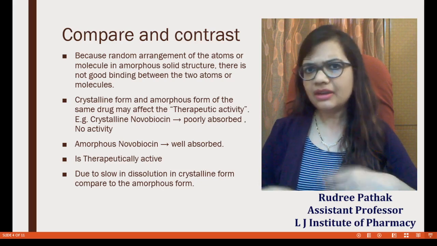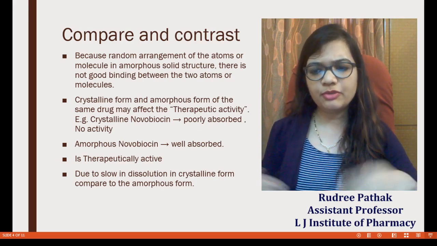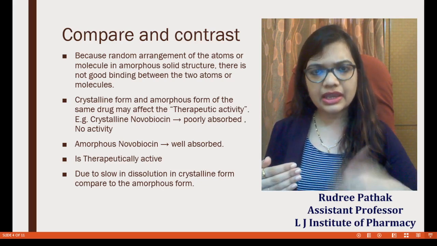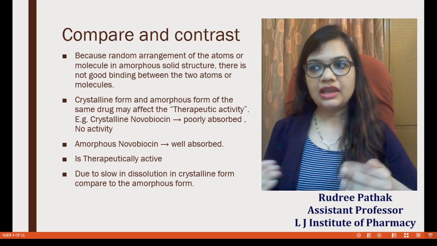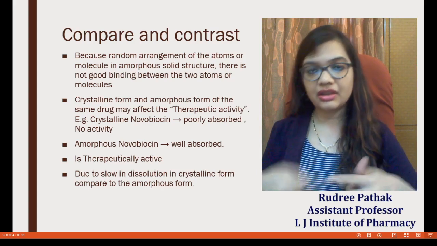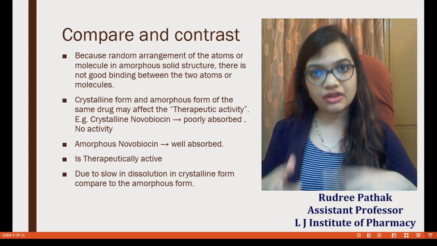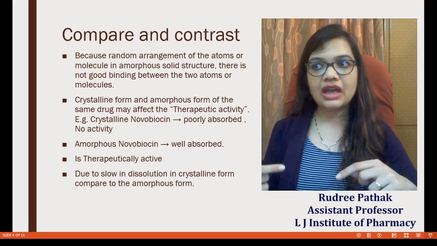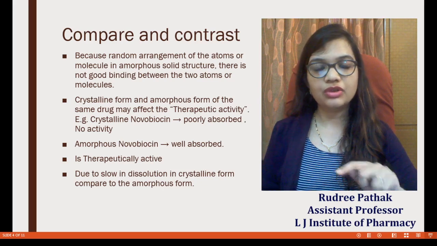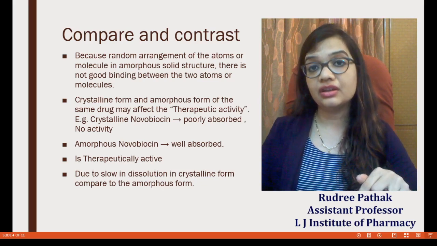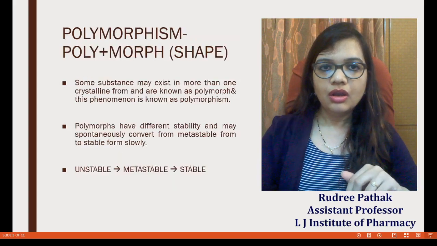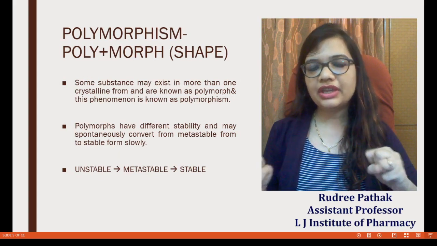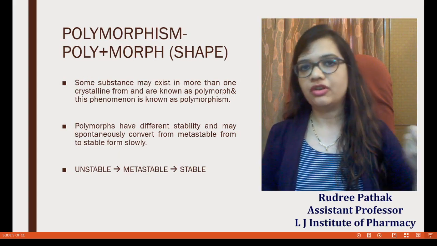Okay, so there are plenty of examples in which a particular compound exists in more than one form, that is crystalline as well as amorphous, and the scientists check and compare the properties of each of these compounds, and then they select which should be included in the formulation. Okay, so moving further, now we are going to talk about polymorphism.